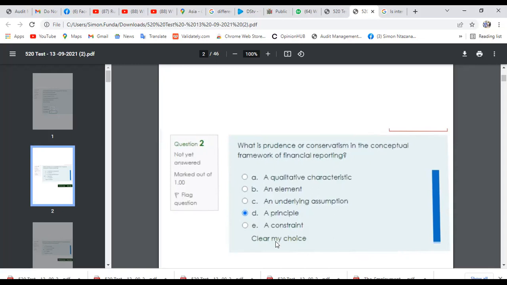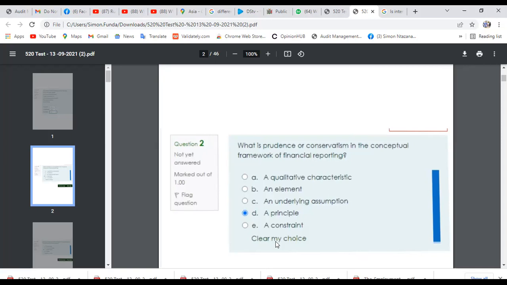Thanks. Okay. So what is prudence or conservatism in the conceptual framework of financial reporting? So here, basically, they're just trying to ask you where prudence is falling. Is it a principle? Is it an element? Is it a quantitative characteristic? Is it an underlying assumption? Is it a constraint? So I think the answer here is a principle.